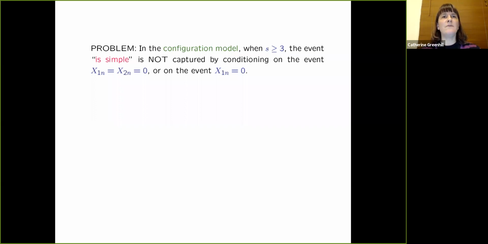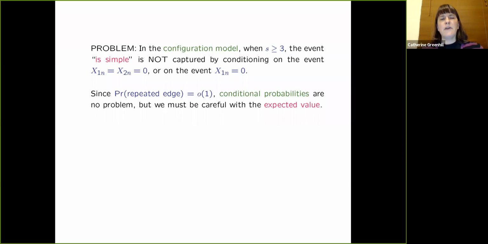The point is that the event, the configuration is simple, cannot be described just by conditioning on short cycles. Because is simple means I don't have any loops, which are 1 cycles, but I also don't have any repeated edges. I am allowed to have some 2 cycles, and I shouldn't rule them out. If I rule out all 2 cycles, I'm ruling out too much. So it's not captured by conditioning on x1 equals x2 equals 0, that's going too far. And yet just conditioning on no loops doesn't go far enough because you somehow need to rule out the repeated edges.